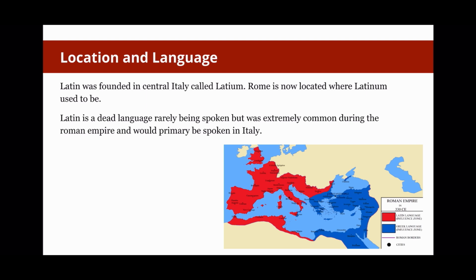So, location and language: Latin was founded in central Italy, in a region called Latium. Rome is now located where Latium used to be, and Latin is a dead language, rarely spoken, but it was extremely common during the Roman Empire and would primarily be spoken in Italy. As you can see on the map below, all the areas covered in red are where Latin would be spoken during the Roman Empire. Right here in the center is where it was primarily spoken, in Rome and Italy, but it stretched as far as Spain and some parts of Africa.